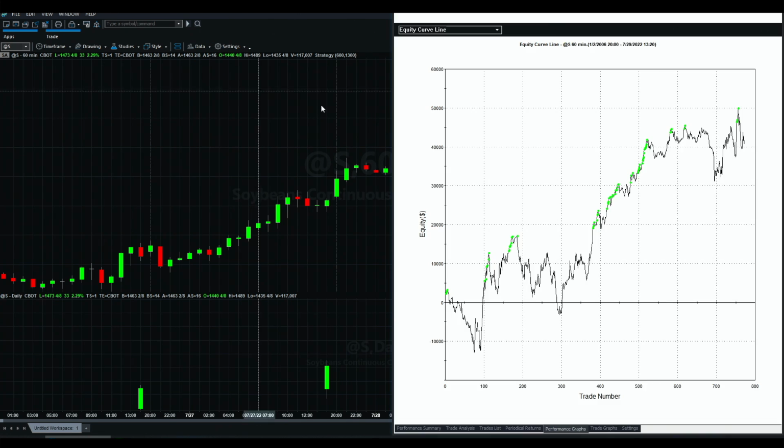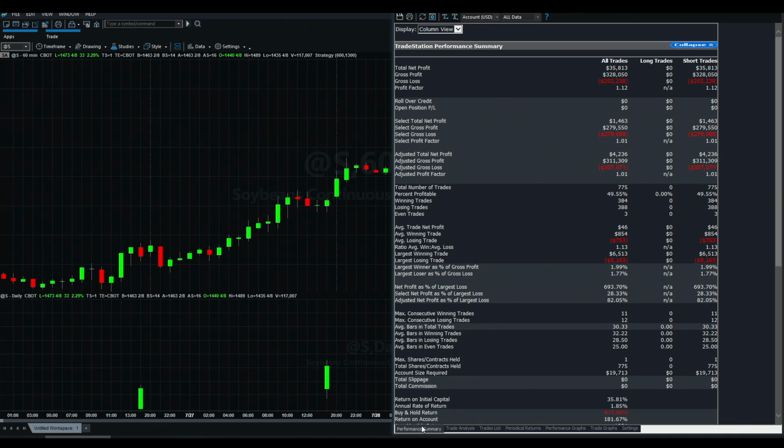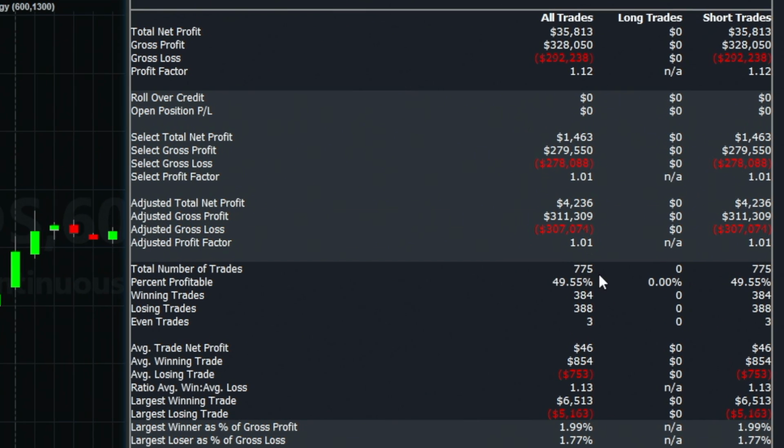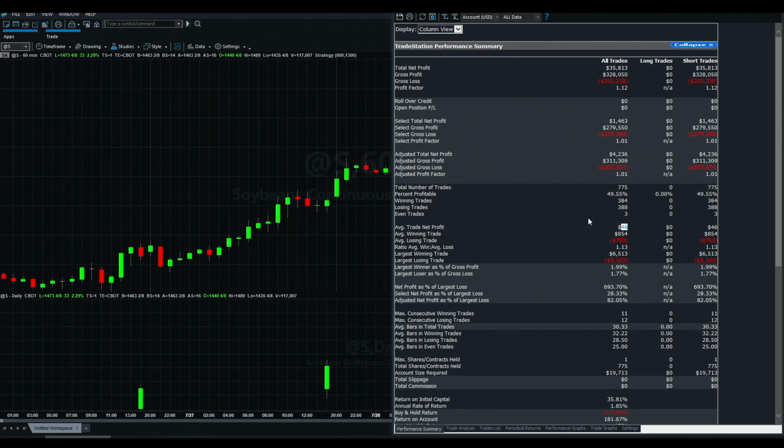So if we look at the performance report, so this is how it looks. I mean, it's mostly up, but we have a lot of drawdowns here. And look at the performance summary. So we have 775 trades, making $46 on average. Now that's barely enough to cover slippage and commission, because I'm not using slippage and commission here. So if you include one tick in and one tick out commission, that probably will be $30. So 46 is profitable, but I mean, you know, it's not comfortable.